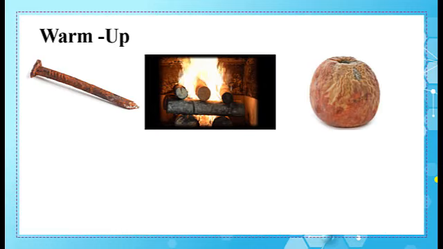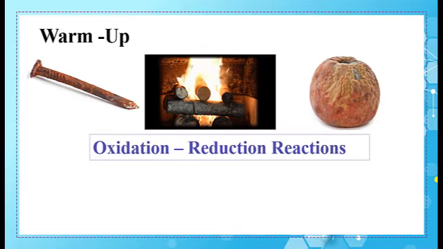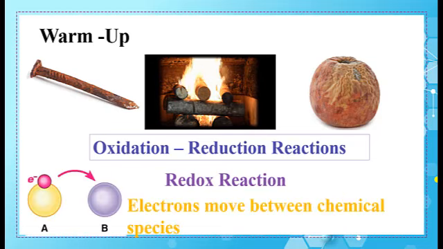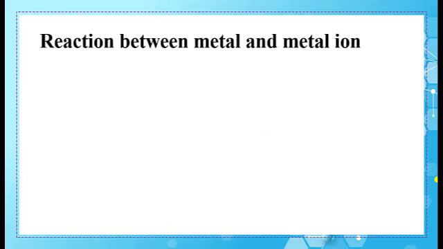Have you ever seen a rusted nail, spoiled food, or burning wood? Almost 1/3 of chemical reactions taking place around us are some form of oxidation reduction reaction. In grade 9, if you remember, oxidation reduction reactions are simply abbreviated by redox reaction. What is an oxidation reduction reaction? In oxidation reduction reactions, electrons move between atoms. As you can see here, an electron moves from A to B.